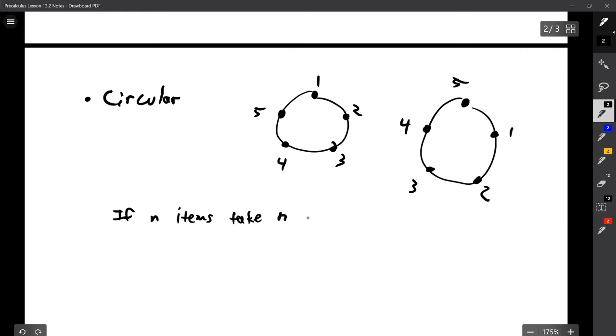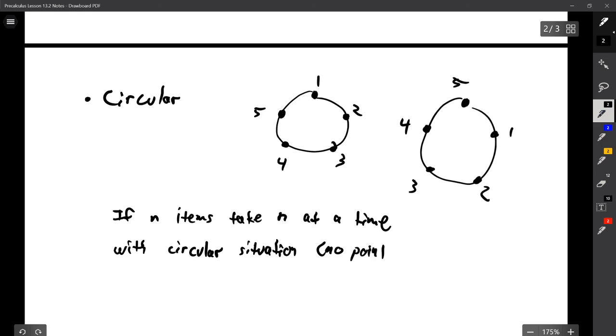permutations taken n at a time with circular situation. In other words, no frame of reference. Now I've been using point of reference, I'll use the same. No point of reference.